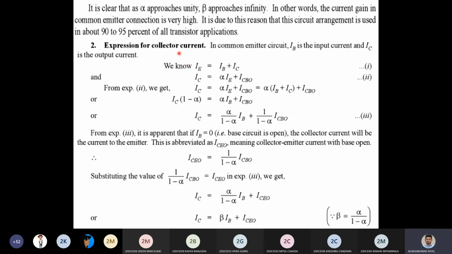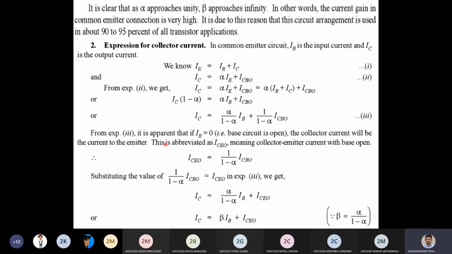Now this is the expression for collector current, so we are going to calculate the IC. This is the derivation, you can look into that, and finally we'll get this equation: alpha upon 1 minus alpha into IB plus 1 upon 1 minus alpha into ICBO.